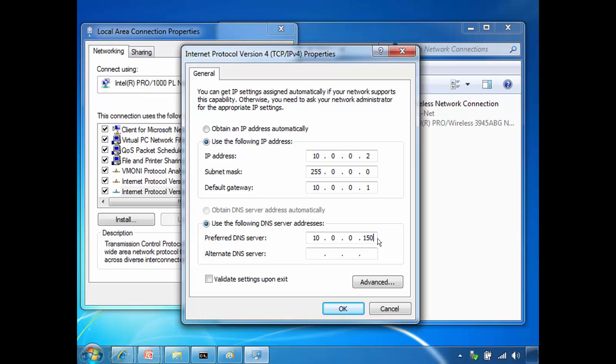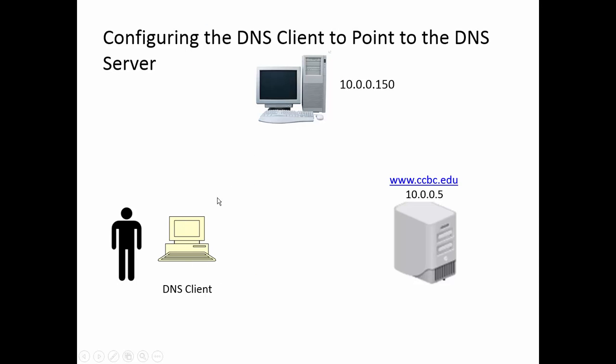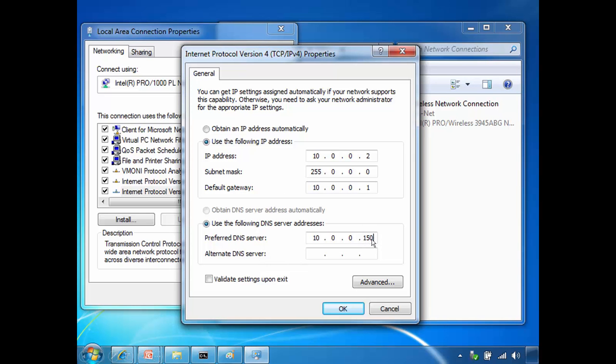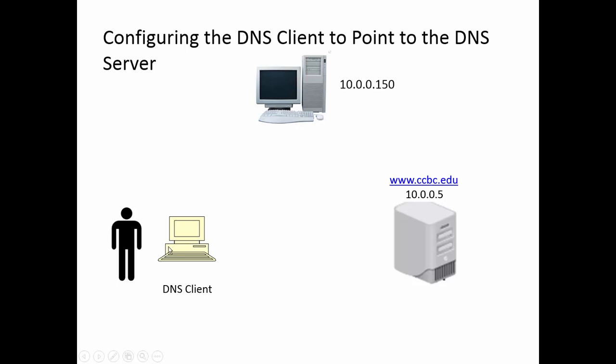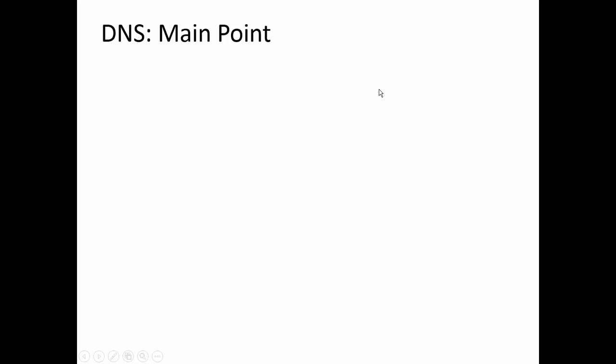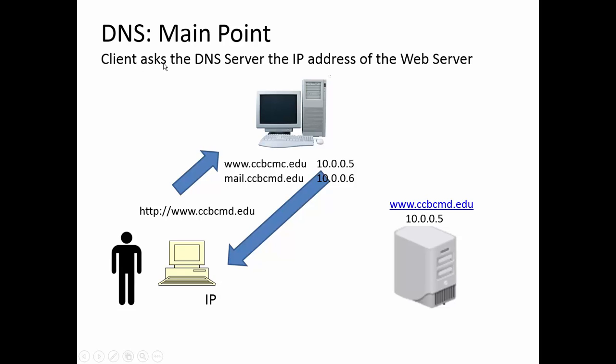Now, if you make a typographical error here and you type in 159, then when the user has a DNS query, it's going to get forwarded to 159, and there is no 159. So it's important that the DNS client is configured with the right IP address so it will push its queries to the DNS server. The main point in DNS is that the DNS client asks the DNS server the IP address of the web server that the user wants to get to.